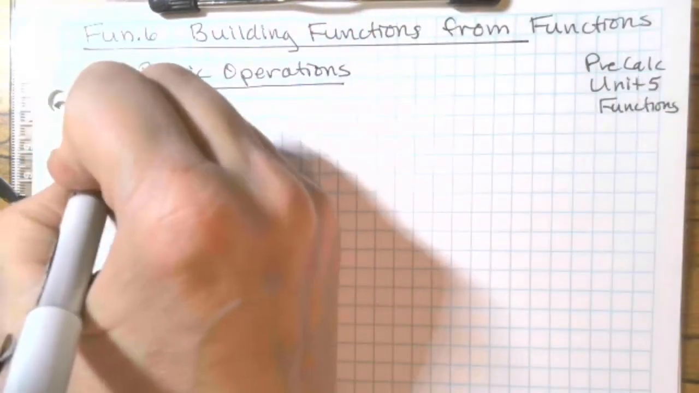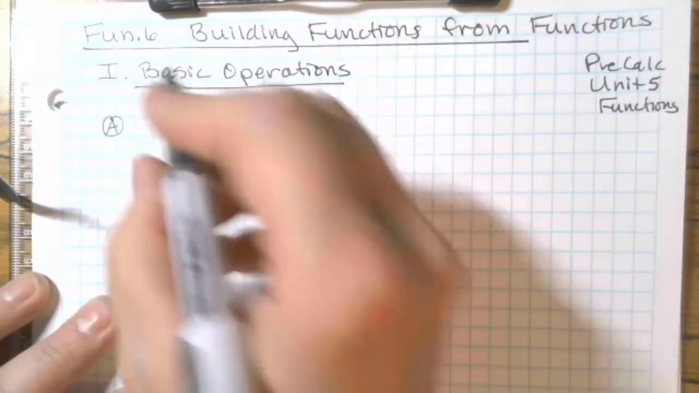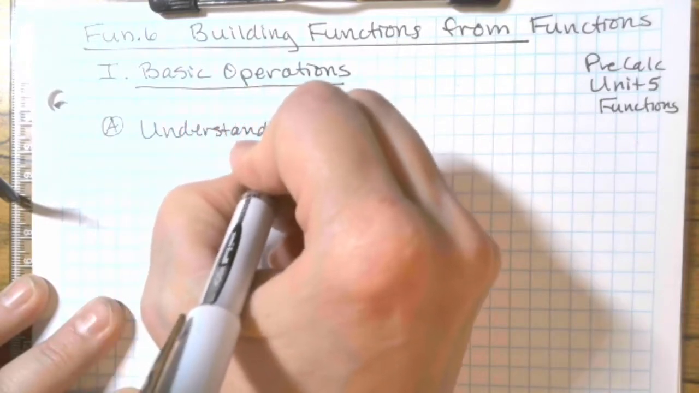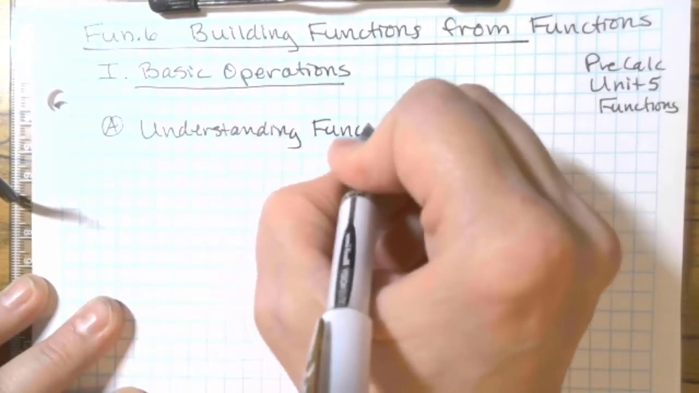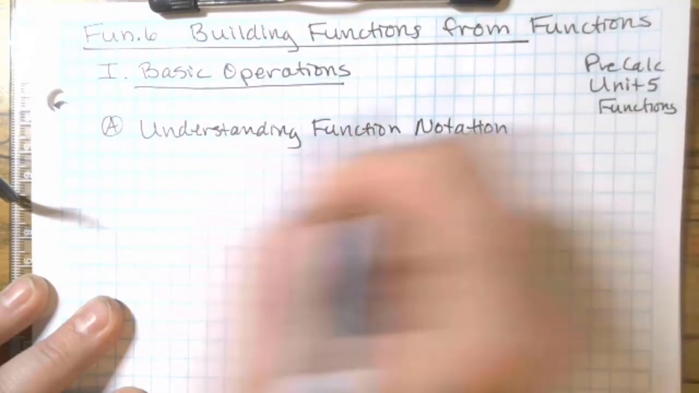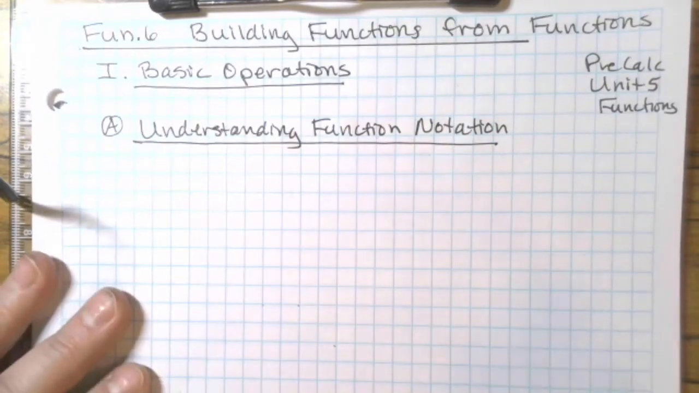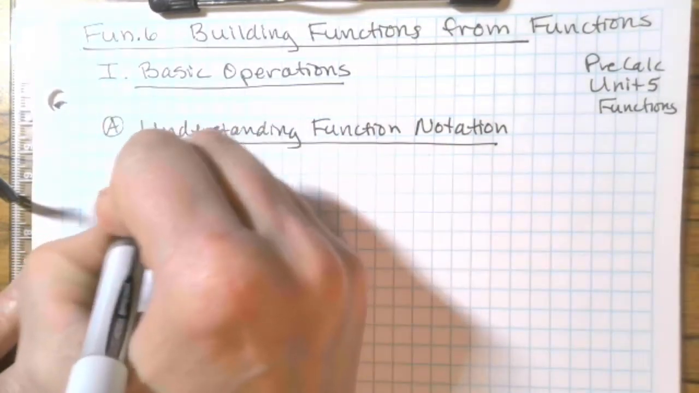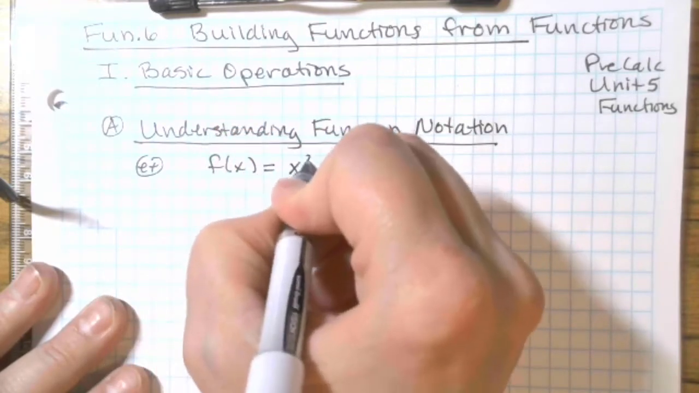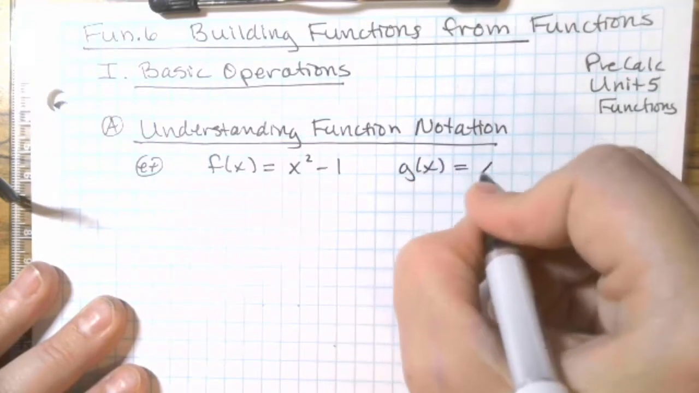Topic A: understanding function notation. I find that most of the confusion when it comes to function form is a lack of understanding of how to read the function. So, for example, we have f of x equals x squared minus 1 and g of x equals x plus 1.